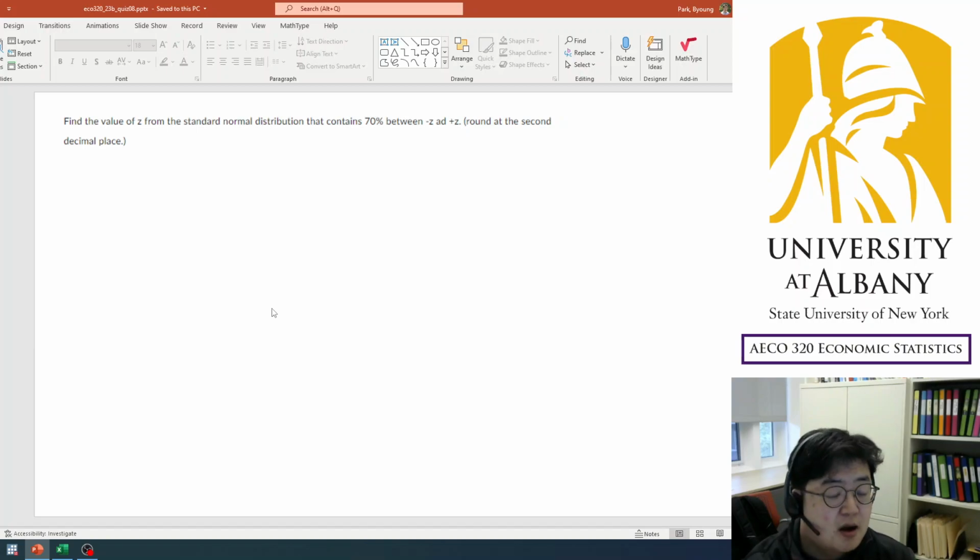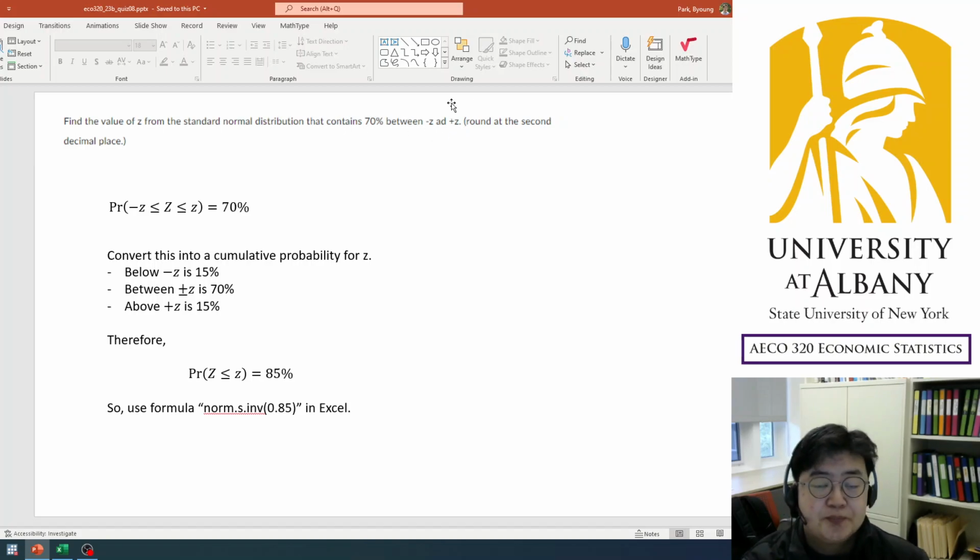So let's start. The first question: find the value of z from the standard normal distribution that contains 70% between plus minus z, right? We are going to round at the second decimal place. This will be used in this chapter and the following chapters too. So what we want is this one: lowercase z, plus minus lowercase z, contains uppercase Z, which is the random standard normal variable, 70%. 70% is in the middle.